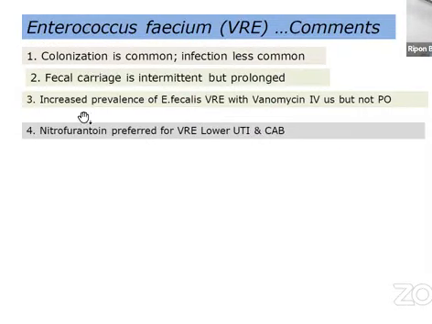Enterococcus faecium: fecal carriage is intermittent, but it may be prolonged. Usually they are colonizers, but sometimes they may be pathogenic. Nitrofurantoin is preferred for vancomycin-resistant enterococci producing lower UTI.